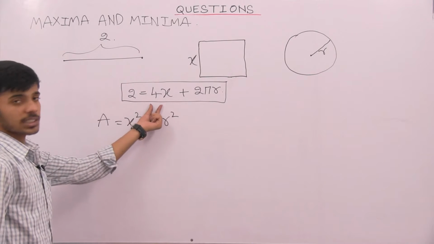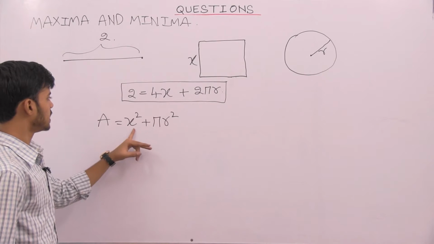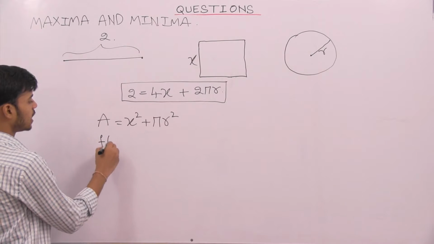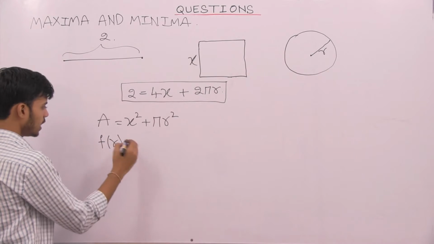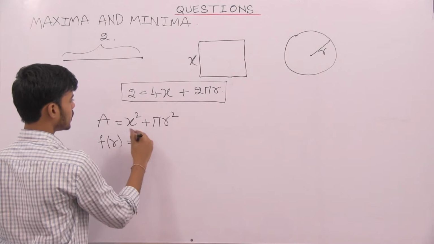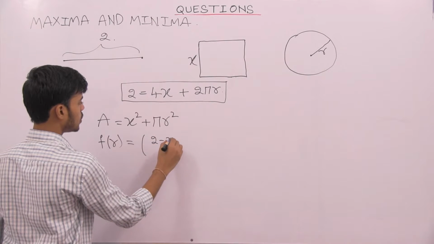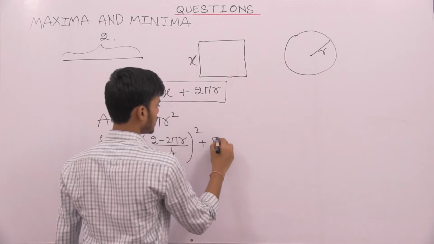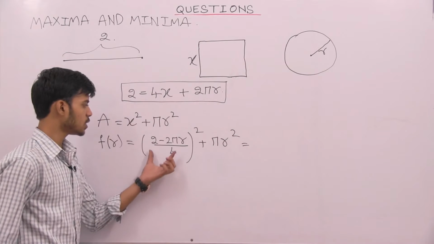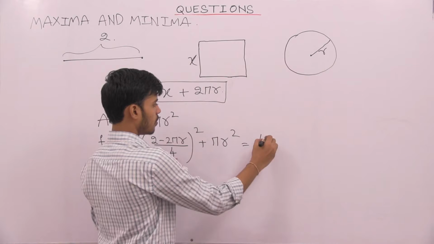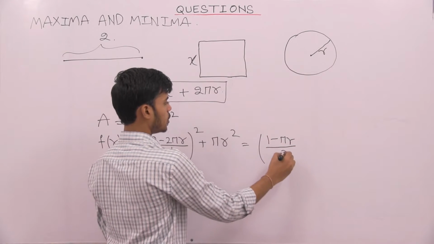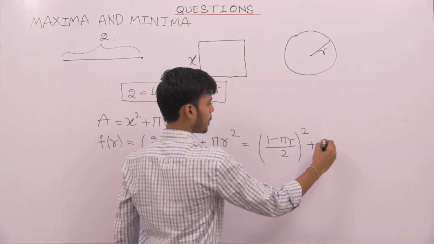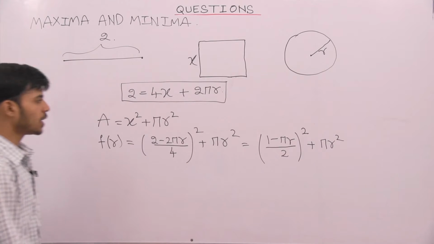Now we have a relation, and here we have 2 variables which are x and r. So let's eliminate one of the variables using this equation, and let's make it a function of r or x, anything. So x becomes 2 minus 2 pi r by 4 whole square plus pi r square, which is, since 2 minus 2 pi r by 4 is 1 minus pi r by 2, whole square plus pi r square.